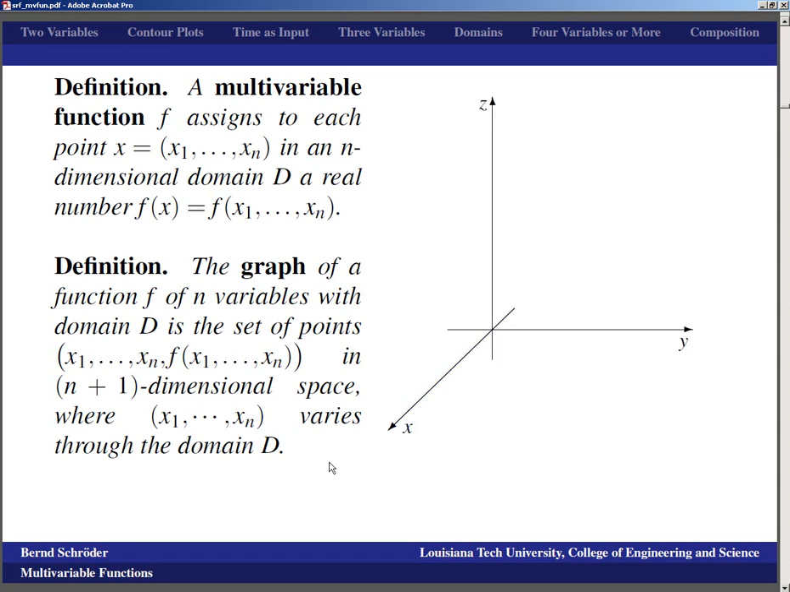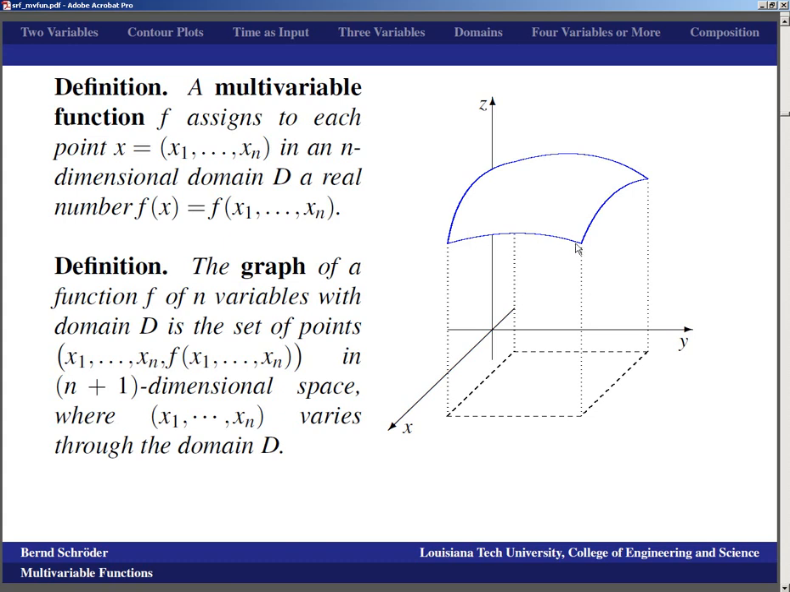We give ourselves our right-handed three-dimensional coordinate system. And then our domain, if we want to have a generic picture, we just use a square or rectangular domain. And the graph is now a set of points above that domain. So we go above that domain, and basically the graph is then some kind of surface as indicated here.